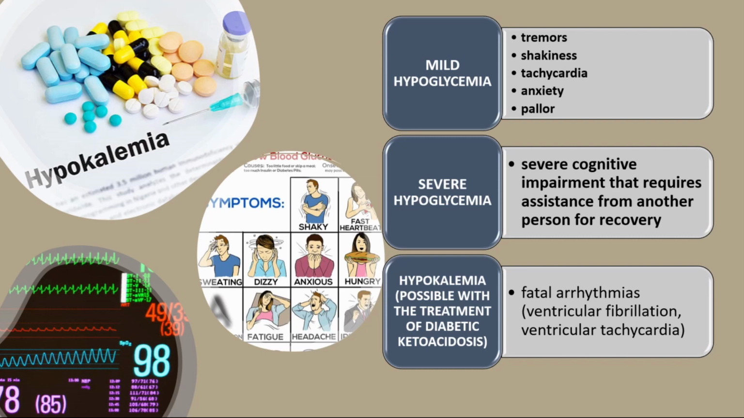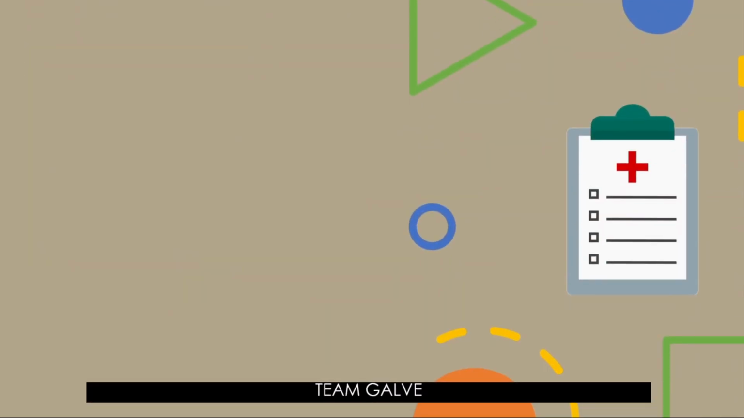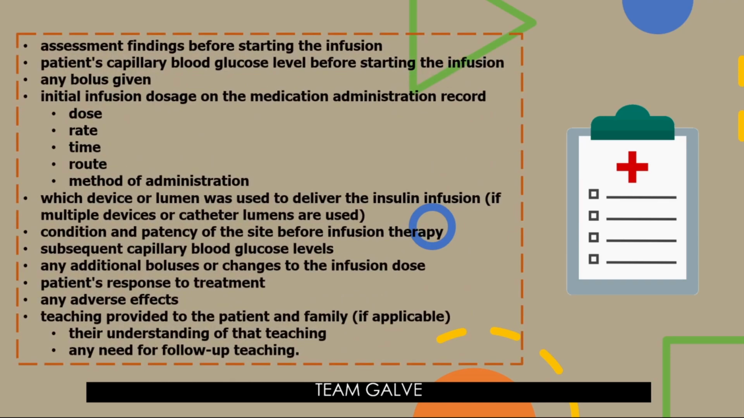Ito na tayo sa documentation. Documentation associated with IV infusion administration includes the following. Ito na. Very straightforward ito. Tuturuan kita kung ano yung mga dapat mong ilagay sa nurse's notes mo. Ito po. Assessment findings before starting the infusion. Patient capillary blood glucose level before starting the infusion. Any bolus medication given. Initial infusion dosage on the medication administration record, including the following: dose, rate, time, route, method of administration, kung peripheral, central line, mga ganun.